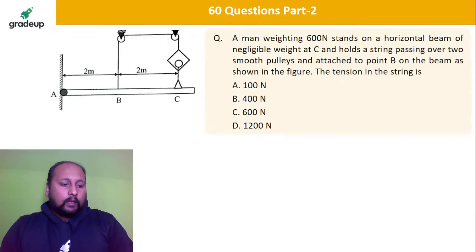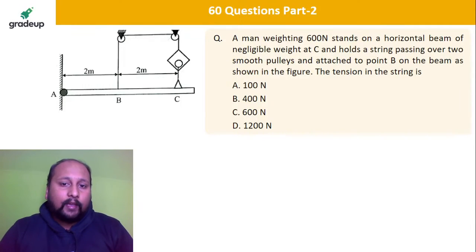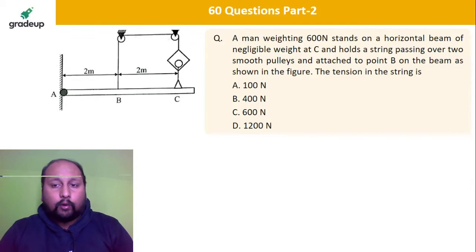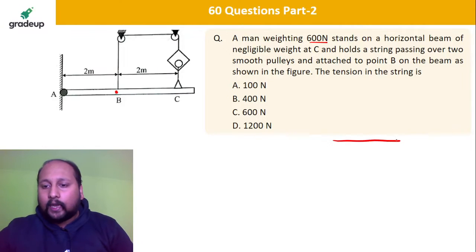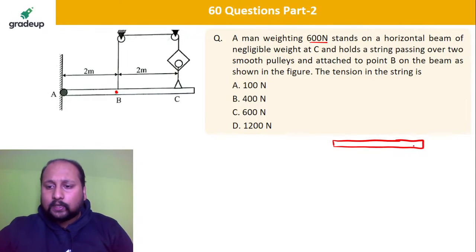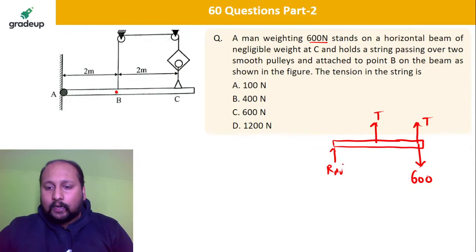Next question. A man weighing 600 Newton stands on a horizontal beam of negligible weight at C and holds a string passing over two smooth pulleys, attached at point B. So the man has a weight of 600 Newton. You have to tell me the tension in this string. If you draw the free body diagram, similar to the question we discussed yesterday, this is 600, this is T, this is also T. Definitely there will be some reaction force, RA vertical and RA horizontal.